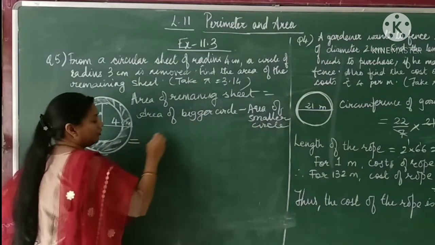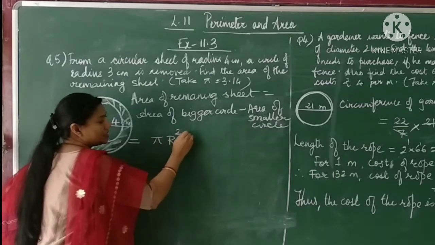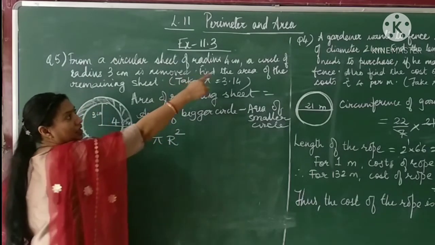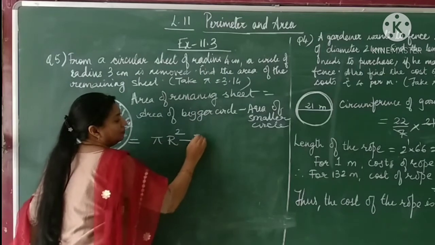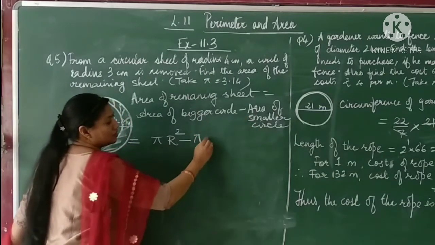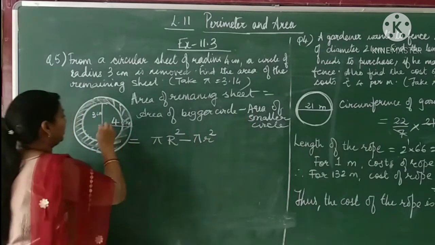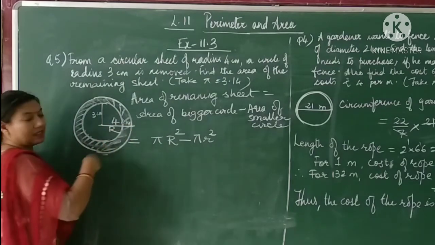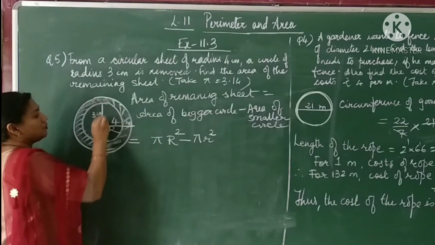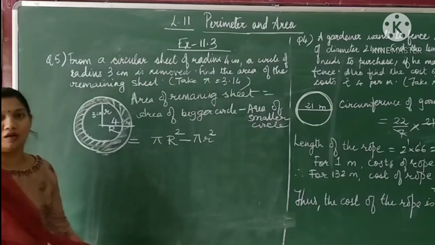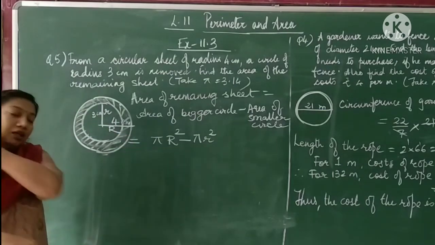Now let us find the area of the bigger circle. I represent its radius as capital R. Capital R is my radius 4 centimeter, minus the area of the smaller circle, whose radius I am representing by small r. So this 4 centimeter I am representing capital R and this small radius I am representing by small r. Or you can also write R1, R2.